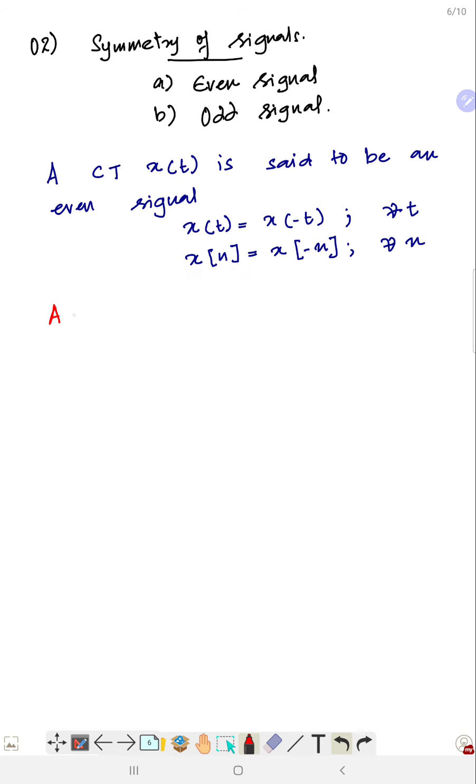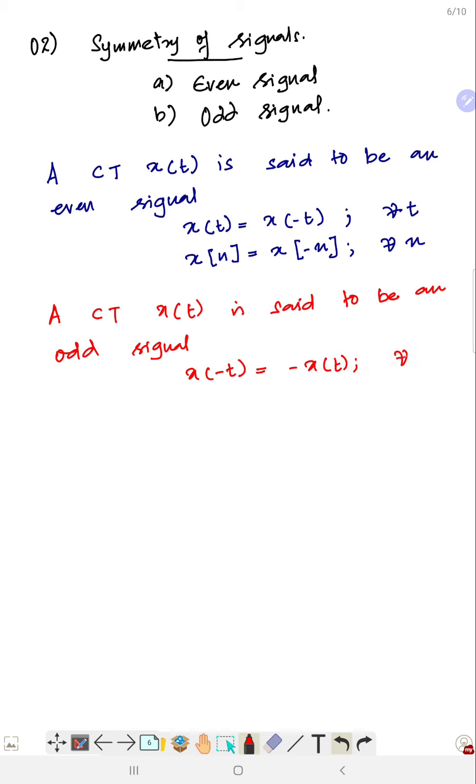And for odd, a continuous time signal x of t is said to be an odd signal if x of minus t is equal to minus x of t for all t. And you can generalize for the discrete time case: x of minus n is minus x of n, like this. Okay.